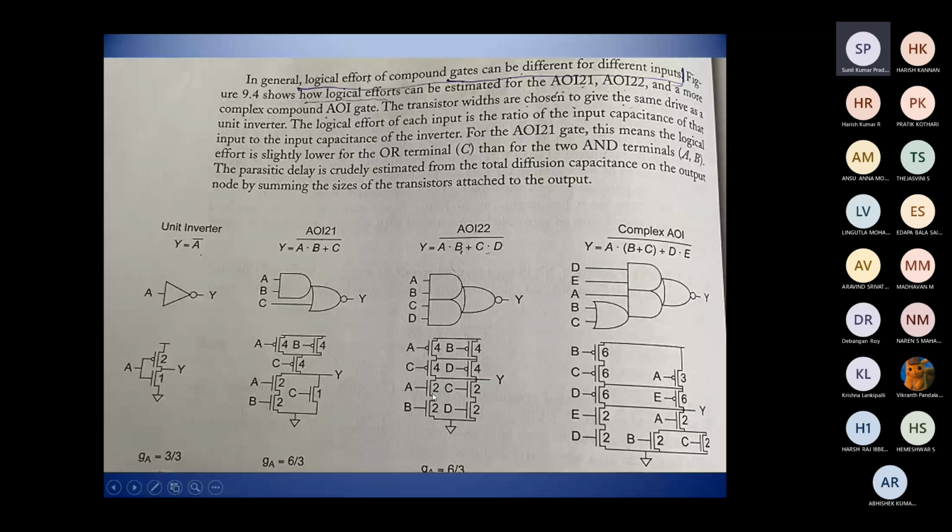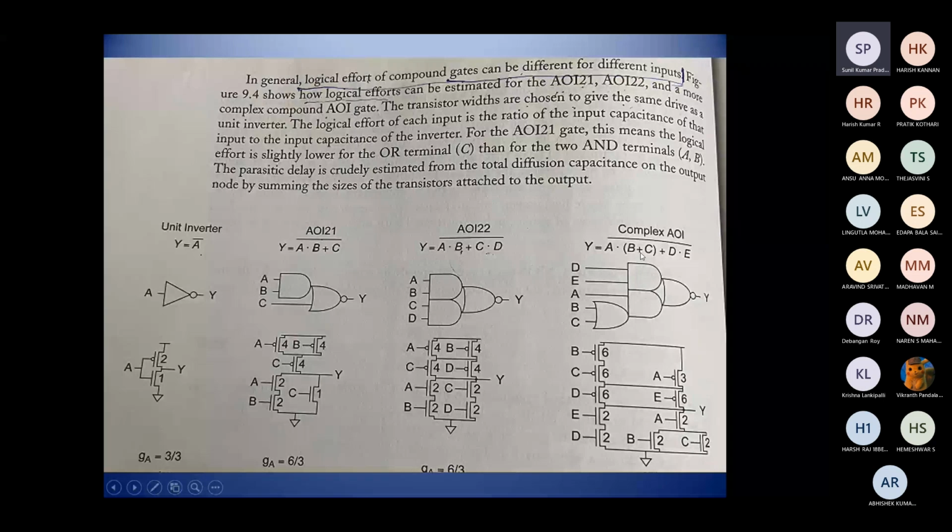The NMOS circuit is connected in parallel. B and D are connected in parallel, and the overall output is given as here. So this output Y is actually A dot B plus C plus D complement. Okay. Similarly, another compound gate.